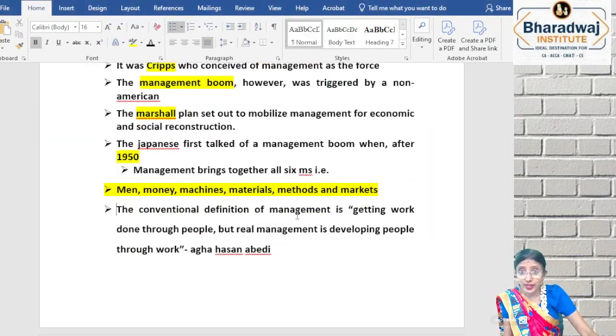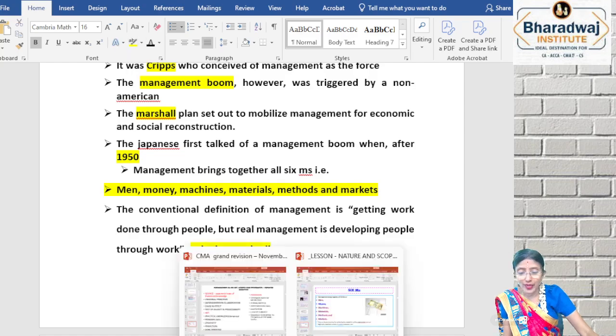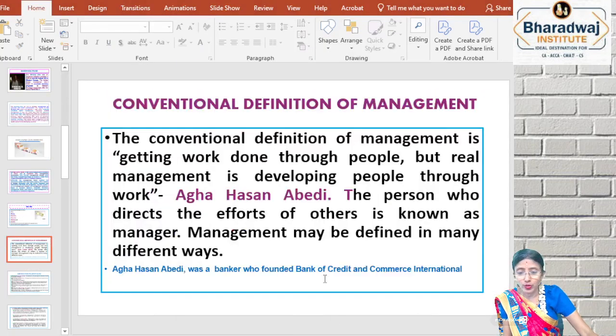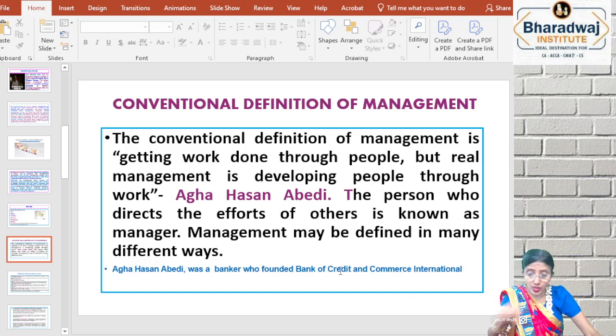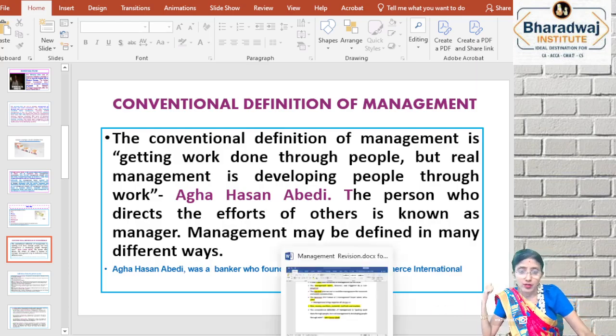The conventional definition I told you. Aga Hasan Abedi, he was the one who was a founder of a bank. You remember that? I told you that he was a founder of a bank. He founded Bank of Credit and Commercial International. That is why Abedi's definition was highlighted in your notes, because he was a banker himself. Okay, that is one prominent question.